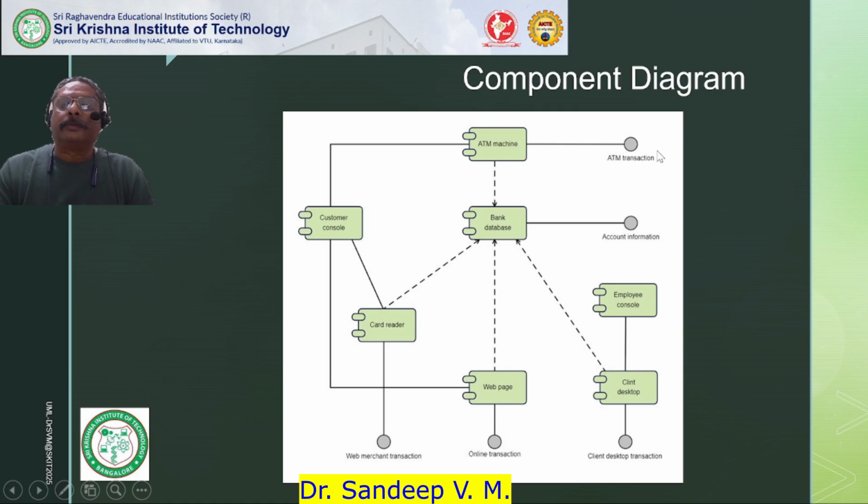So the ATM machine provides the ATM transaction information, the bank database provides the account information, the client desktop provides the client desktop transaction information, the web page provides the online transaction information, the card reader provides web merchant transaction information, and so on. So that way we can understand what all the software components are involved in this, and how they are interacting with each other. So that's about the component diagram. Thank you.